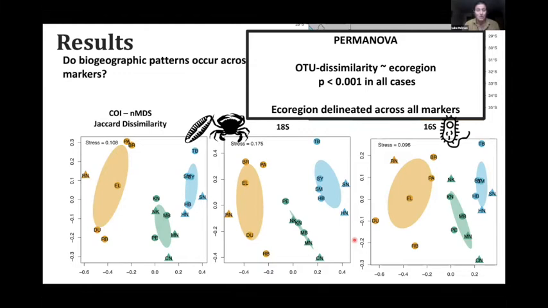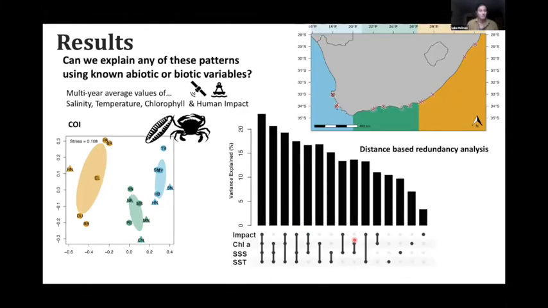So that's very nice, but I kind of wanted to go a bit further and say, well, there are some patterns, but can we explain any of these observations using what we know about the system? And so to do that, I went and got multi-year average values of temperature, salinity, chlorophyll, and a composite measure of human impact that includes things like pollution and local buildings and invasion potential. So it's a composite. And these multi-year averages are taken from satellite data and in situ observations. So it's getting over seasonal or year effects.